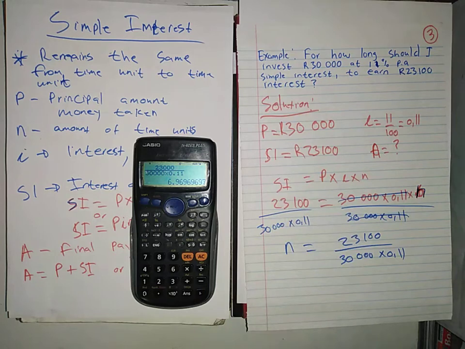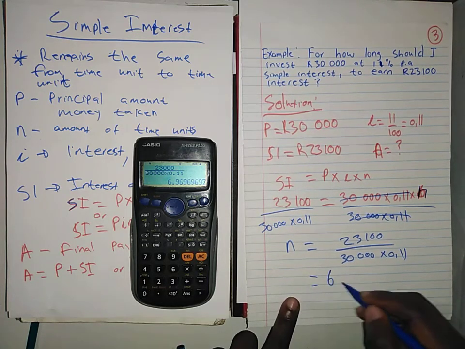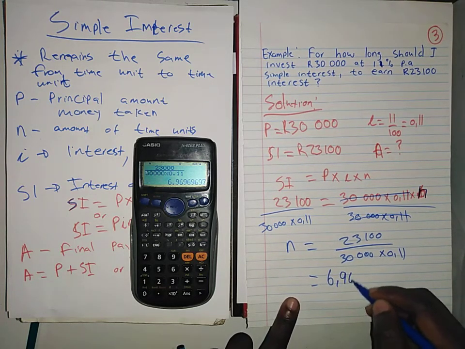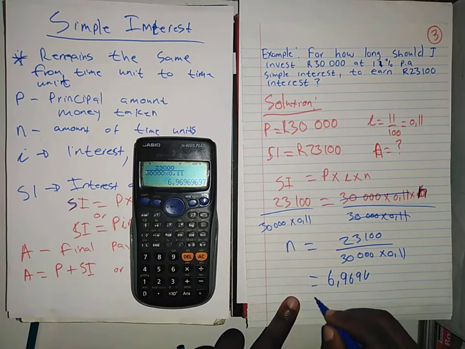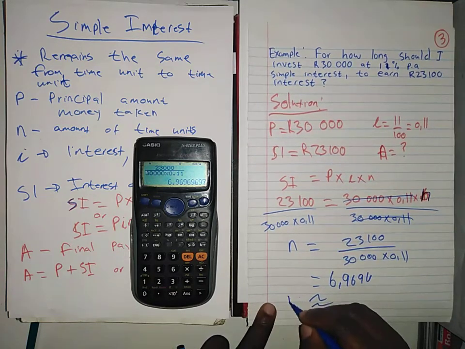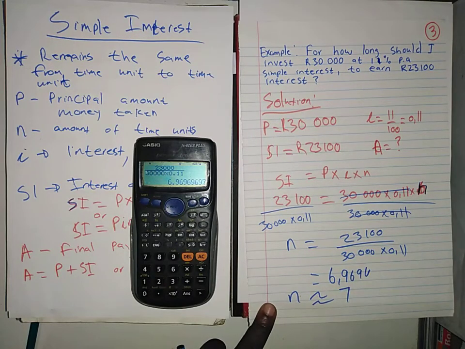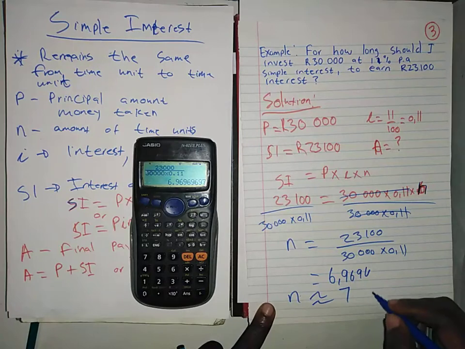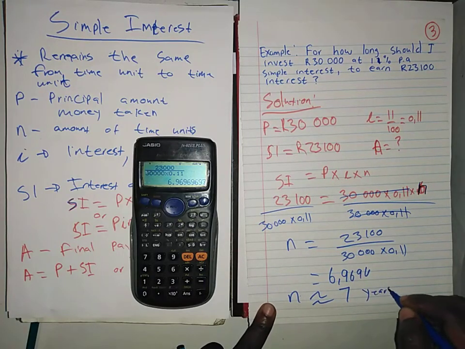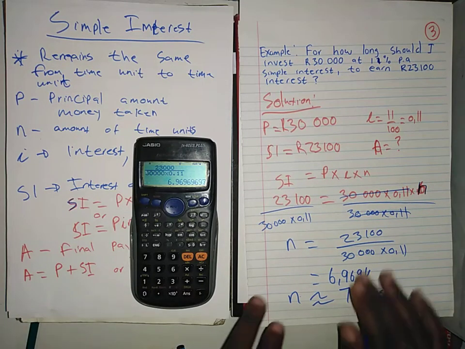In most cases, when you get a question like this, they will always tell you to round it off to the nearest whole number. So your answer is n = 6.9696, and then obviously n is approximately 7. This was per annum, so it's 7 years.